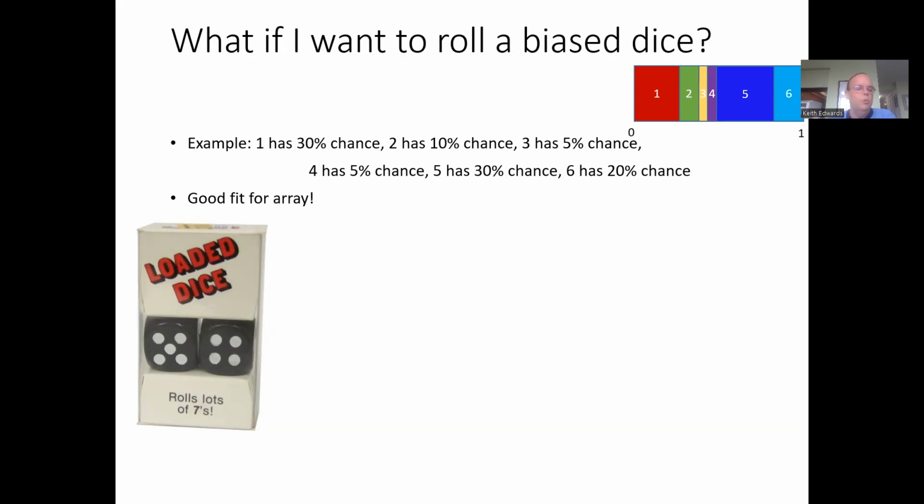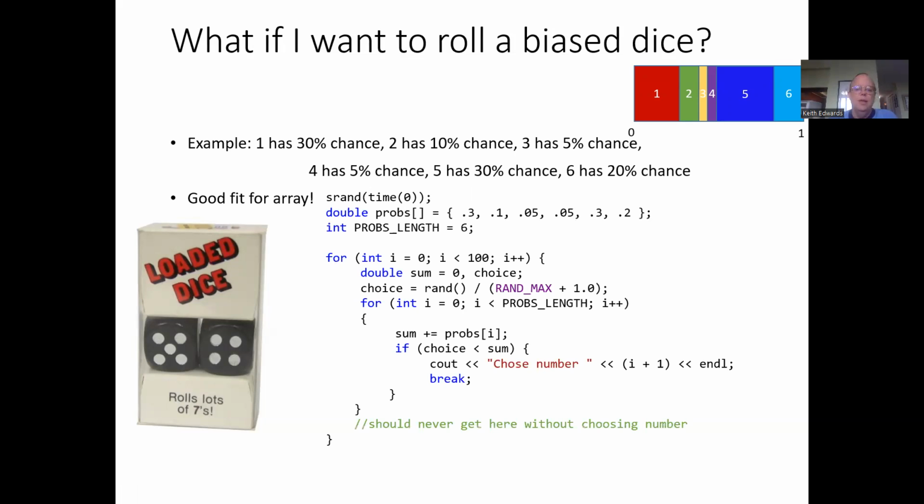And what we could do is we could actually use an array. So the array would be 0.3, 0.1, 0.05, 0.05, 0.3, and 0.2. And basically, we can get that number between 0 and 1 and then see where that number lands in that probability distribution.